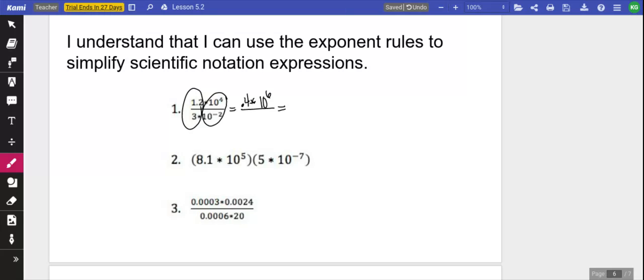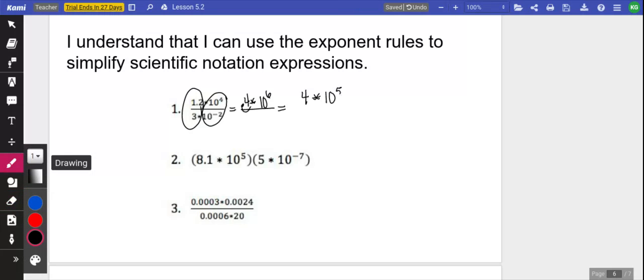Now that is not in scientific notation because 0.4 is not a number between 1 and 10. So I'm actually going to need to move it one place to the right. So it's going to become 4 times 10 to the 5th. Because I took away one of those decimals. I moved it one place to the right.